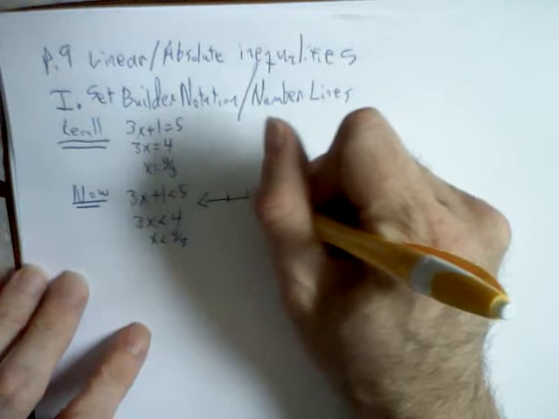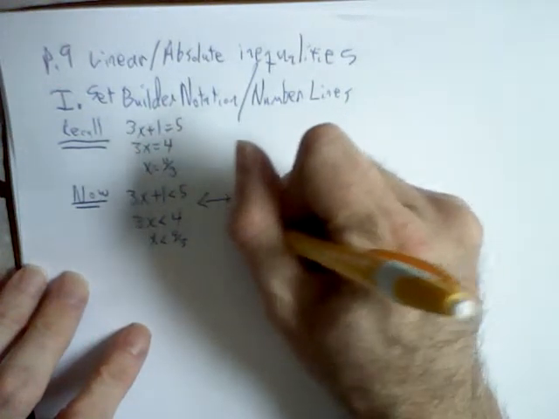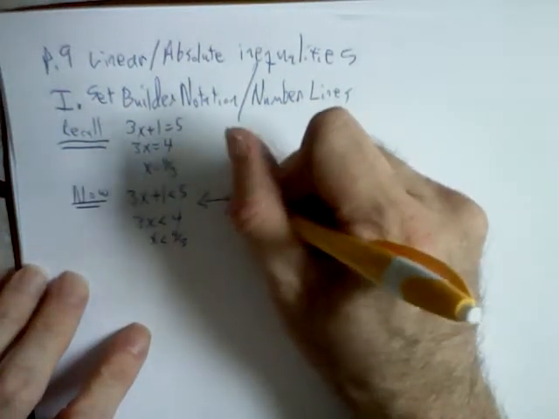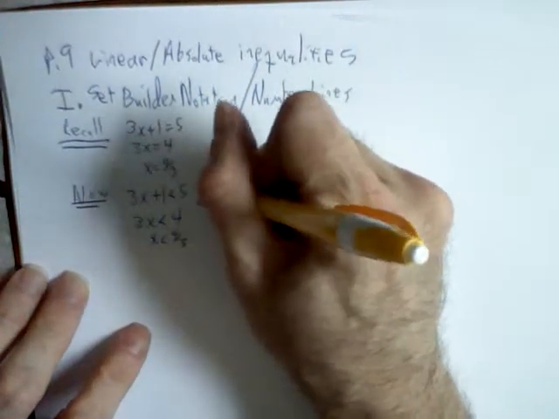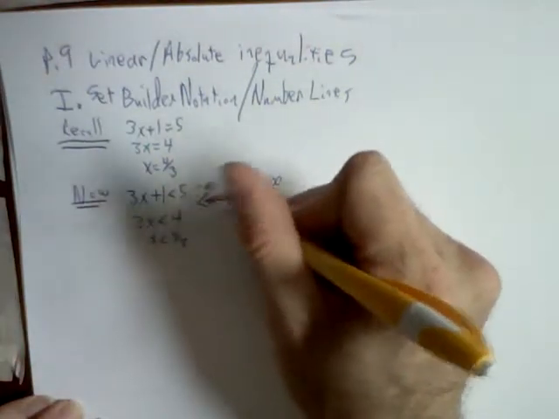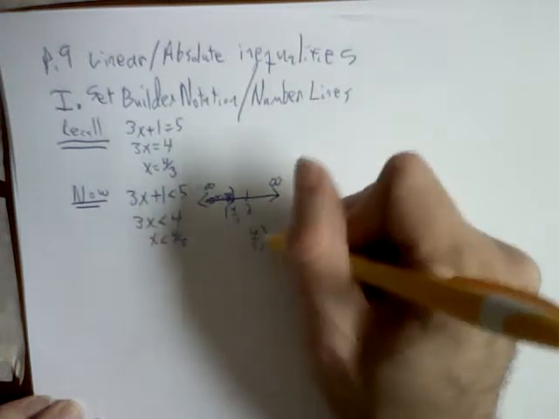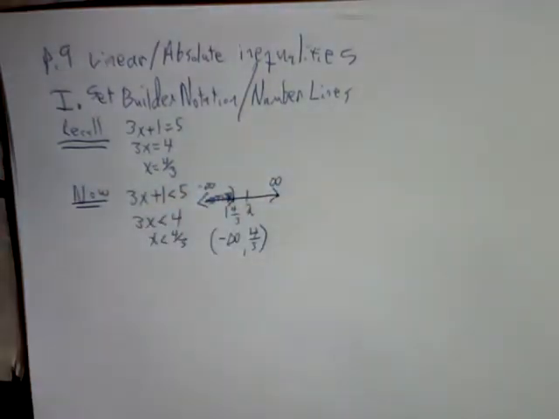So 4/3 is in between 1 and 2. And we want everything less than 4/3. So in this direction, and this would be the negative infinity side, this is the positive infinity side. So we can borrow sort of the notation. Here's parentheses, the 4/3, all the way down to negative infinity. And you always use parentheses with the infinity symbols.